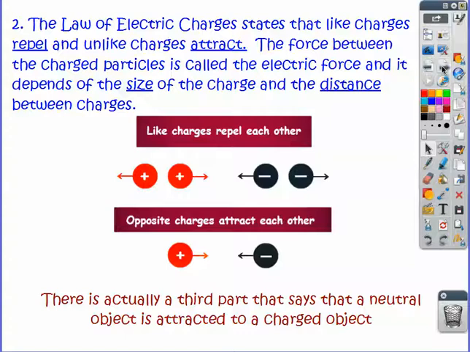So if I have a positively charged particle and a negatively charged particle, they'd be attracted. If I had two positively charged particles, they would be repelling from each other, or two negatively charged particles, they'd also be repelling. The third part is actually a statement that objects that have a charge are attracted to objects that are neutral, and vice versa.